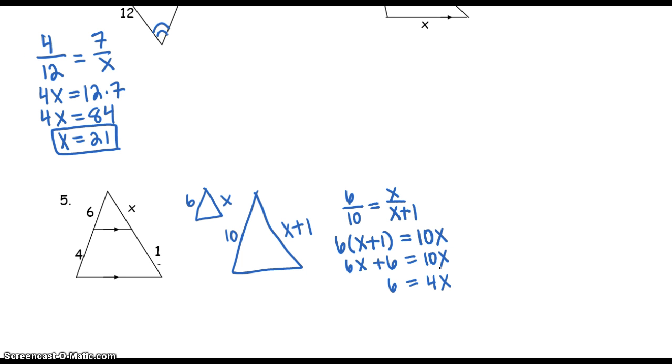4 times x, the inverse of multiplying is dividing. So if I divide, I get 6 over 4 equals x. But don't leave that as your answer. You want to reduce it. What goes into 6 and 4? A 2. So if I reduce this, it'll be 3 over 2. And that's your answer for x.